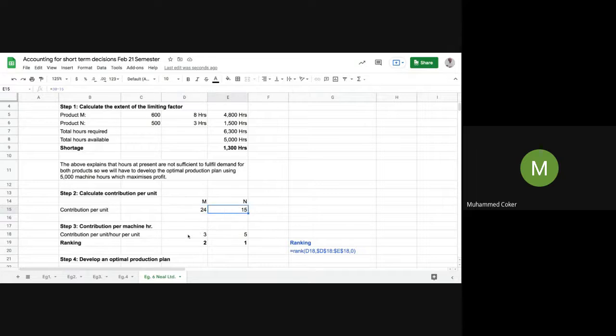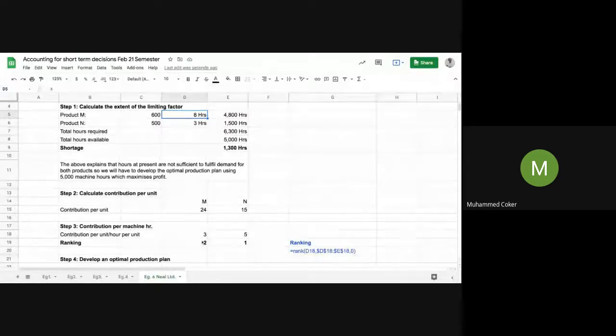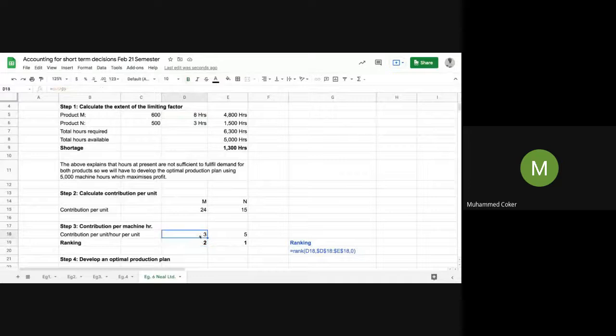Excellent. The second step, the third step was to calculate the contribution per machine hours. That is the contribution per scarce resource. So based on this question, the scarce resource was the machine hour. That is why we specifically used the machine hours. So the contribution per machine hours is the contribution that we calculated previously, that is above, divided by the machine hours that is actually in the extent of the limiting factor, that is the 8 hours and the 3 hours given in the question. So the division of the 2 gave us 3 as the contribution per hour for product M, and the 5 for product N as well.